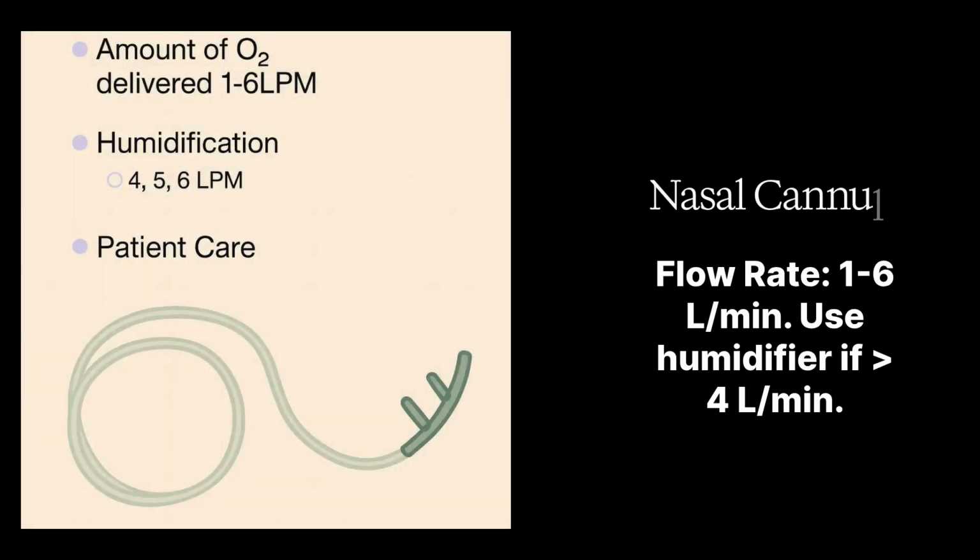Nasal cannula, a simple, comfortable device that sits in the patient's nostrils. Flow rate 1 to 6 liters per minute. Nursing tip: if the flow rate is above 4 liters per minute, the air can be very drying. Use a humidifier and a water-based lubricant to keep the patient's nasal passages moist and comfortable.